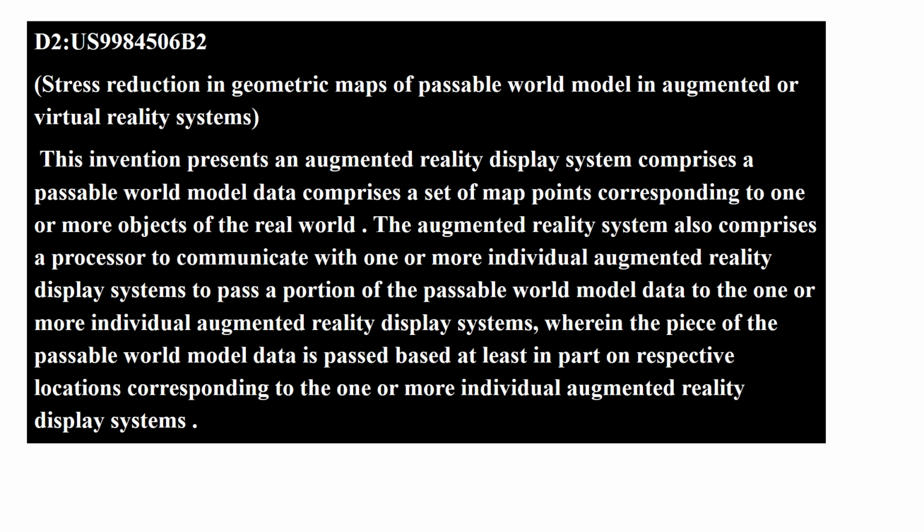The augmented reality system also comprises a processor to communicate with one or more individual augmented reality display systems to pass a portion of passable world model data to the one or more individual augmented reality display systems, where the piece of passable world model data is passed at least in part on a respective location corresponding to one or more augmented reality display systems.